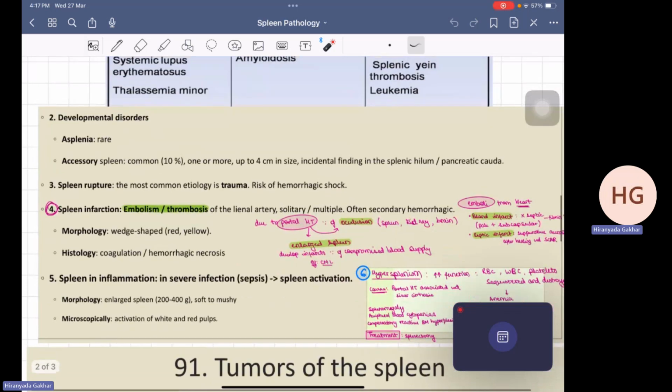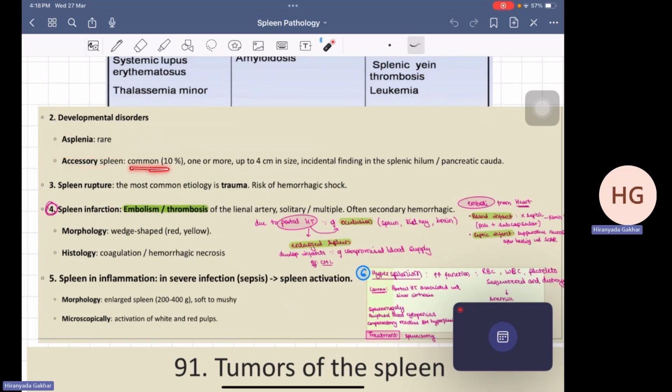Moving on to the second kind of disorder. The second set of disorders is associated with the developmental disorders. And over here, we focus on asplenia, which is absence of the spleen, which is extremely rare. And a patient will present with symptoms similar to a patient who's had splenectomy or has a splenic dysfunction. The patient can also have accessory spleens.